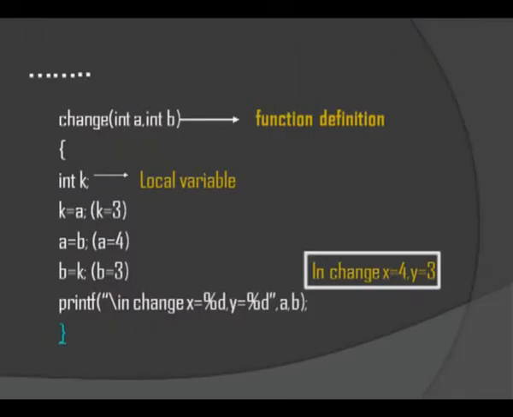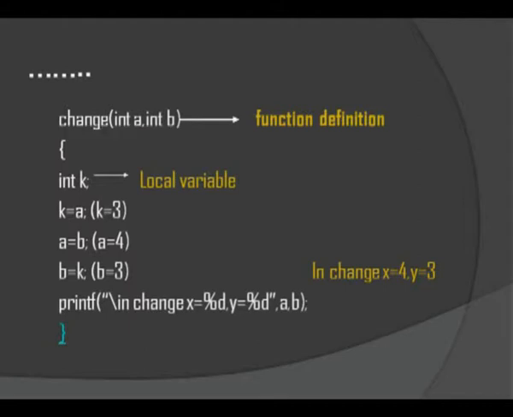So, these values I am printing them here in the change function itself, because the ultimate aim of my program is to indicate that in the change function the values are swapped, but in the main function the values remain the same. So, the printf statement I am giving in the change function itself. So, the output will appear like this: x is equal to 4 and y is equal to 3, because that is how I am printing it here. x is equal to percentage d, y is equal to percentage d, and I am printing the values a and b. I am using a and b here because here the variables a and b are only declared.